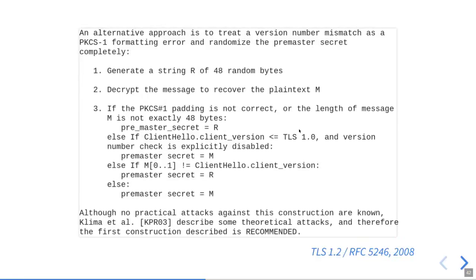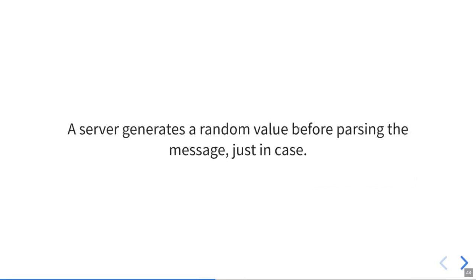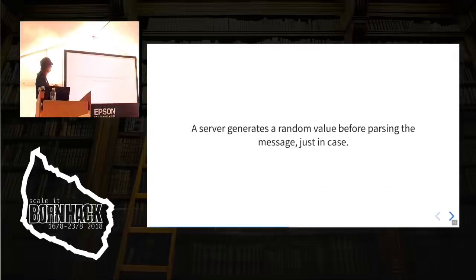So you get two ways to prevent this attack. Then they tell you that you should use the first one, but you could still use the second one. Not really clear why. In any case, a TLS server must not generate an alert if processing the RSA encrypted pre-master secret fails or the version number is not as expected, and so on. And also this nice note here: however, care must be taken to avoid leaking the information to an attacker through, for example, timing, log files, or other channels. So to summarize this, a server generates a random value before parsing the message, just in case something goes wrong.